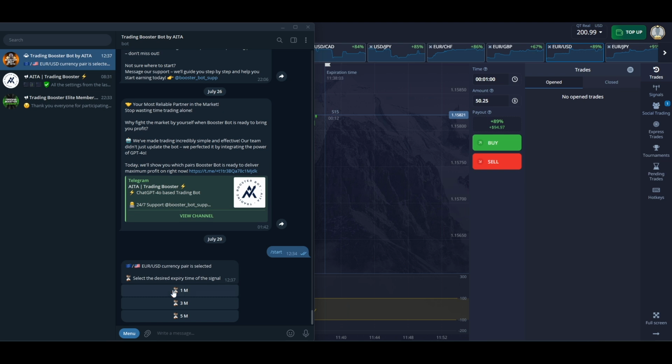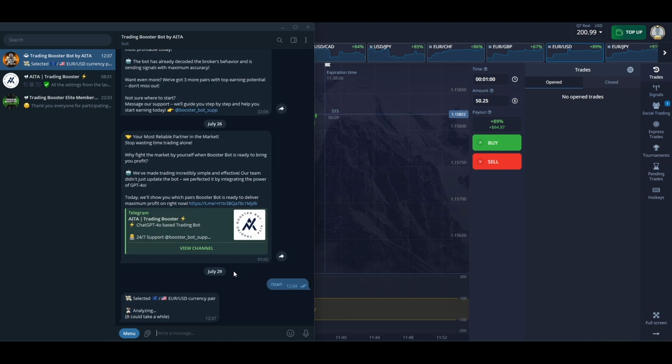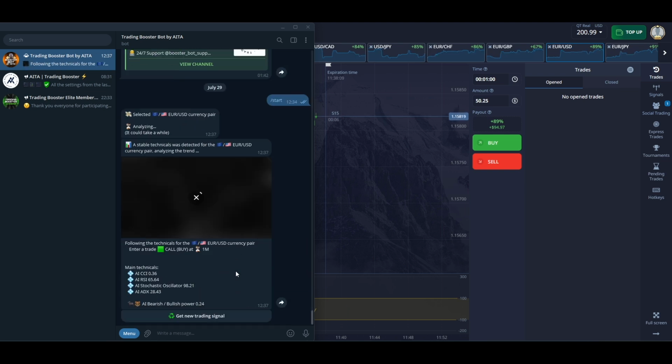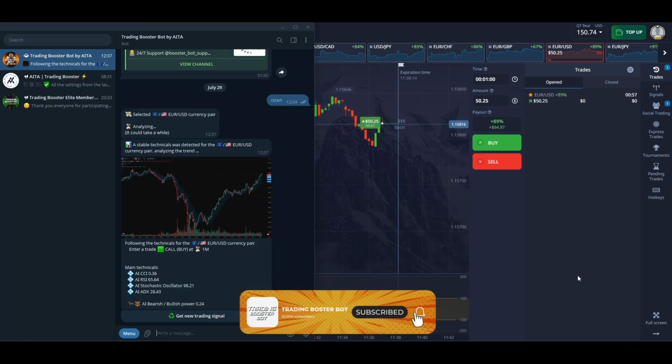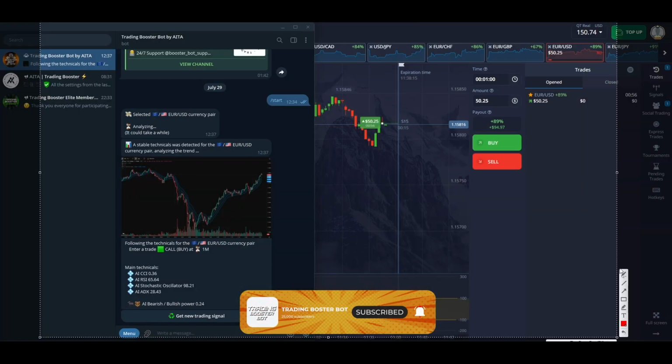Let's pick the euro to US dollar pair for a 1-minute trade. And with BoosterBot, we can trade using this strategy very safely. I get a buy signal and open a buy trade right from here. Let's break down what's happening here. Yes, right now we had a buy signal.